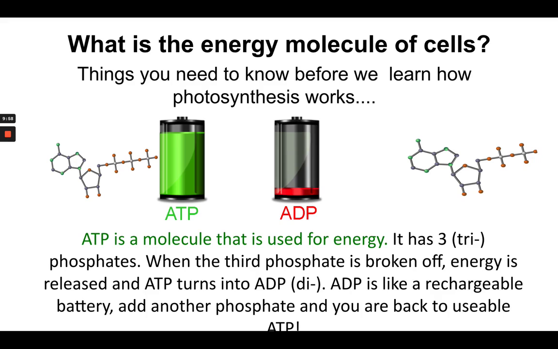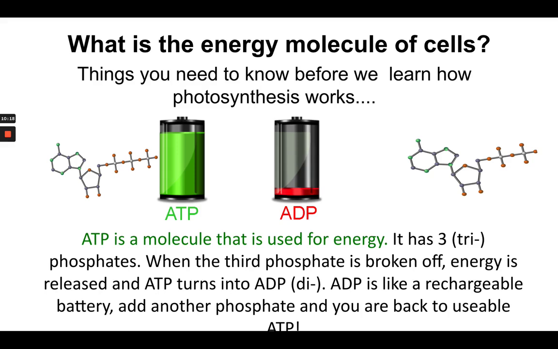When we remove that third phosphate, a lot of energy is released, and that's how cells use energy from ATP to fuel their processes. Now, ADP can go back into ATP like it's a rechargeable battery. All we have to do is add the phosphate back to the end.